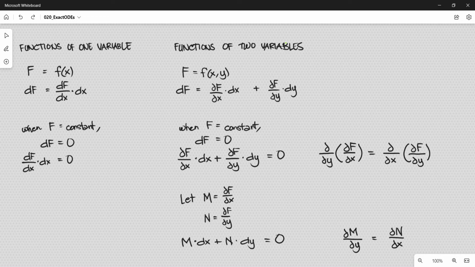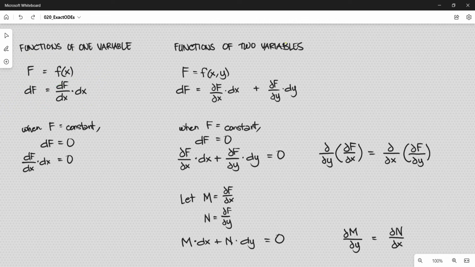Alright, exact ordinary differential equations. So for functions of one variable, tulad nitong f na function ng x, ang df equal siya sa derivative ng f with respect to x multiplied to dx.